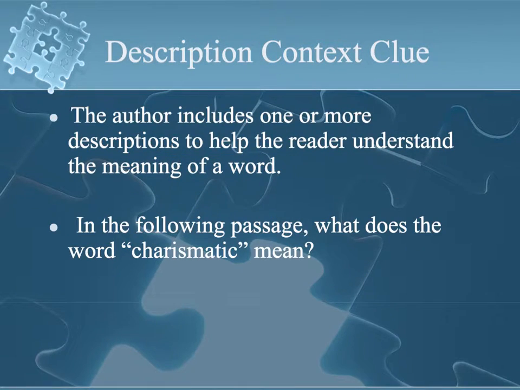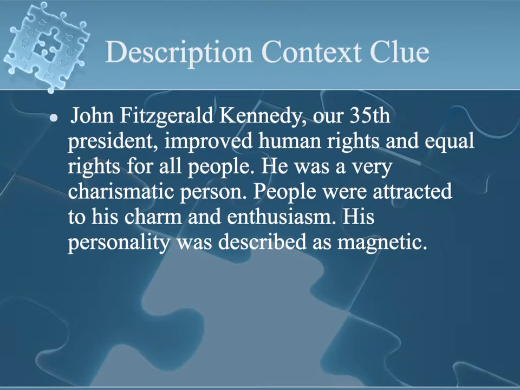We also have descriptions, which is similar to definitions. It's just another way to look at it when you're trying to figure out what a word means. So here we're looking for the word charismatic. John Fitzgerald Kennedy, our 35th president, improved human rights and equal rights for all people. He was a very charismatic person. People were attracted to his charm and enthusiasm. His personality was described as magnetic.